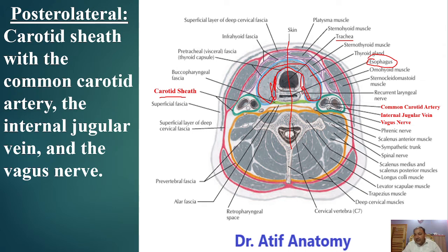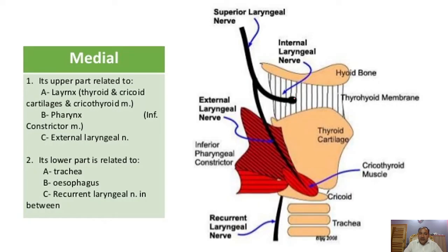On the medial aspect, there is a nerve which is called the recurrent laryngeal nerve, and the recurrent laryngeal nerve is present between the trachea and esophagus, in the groove between the trachea and esophagus. Now you see that on the medial aspect, there is a larynx.